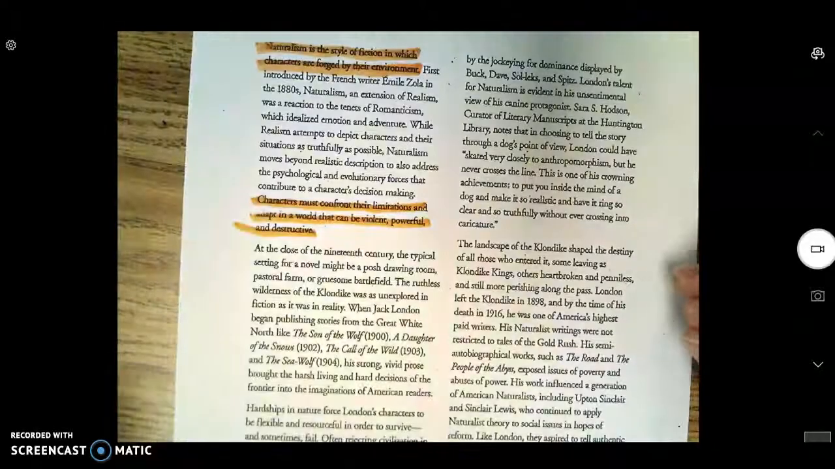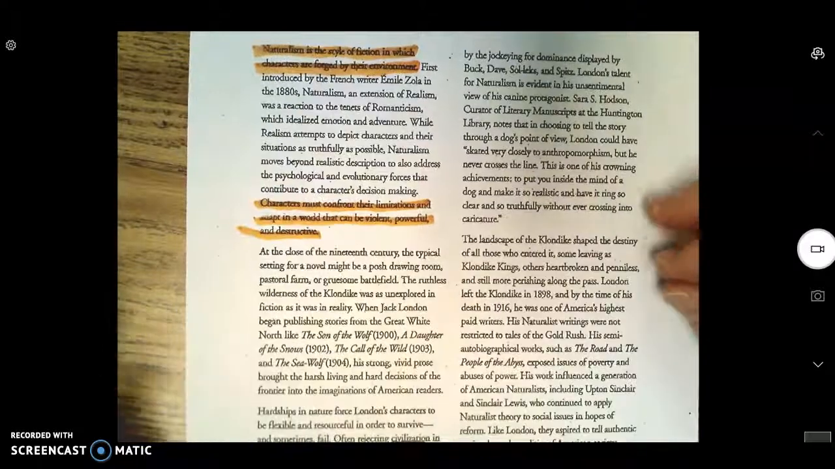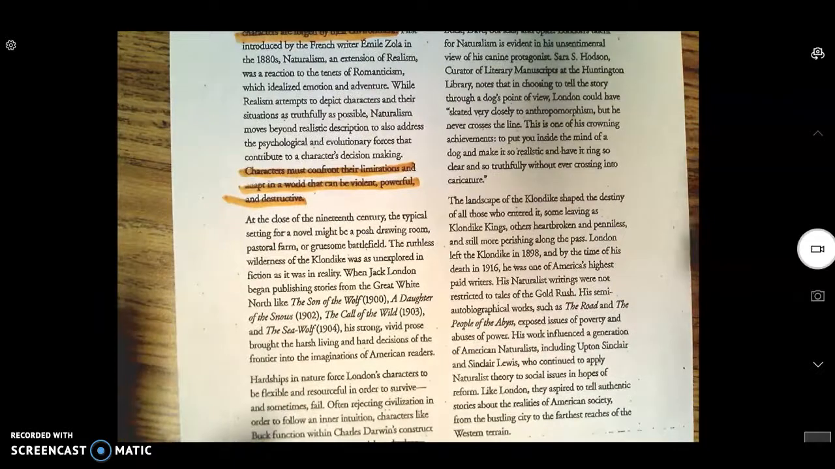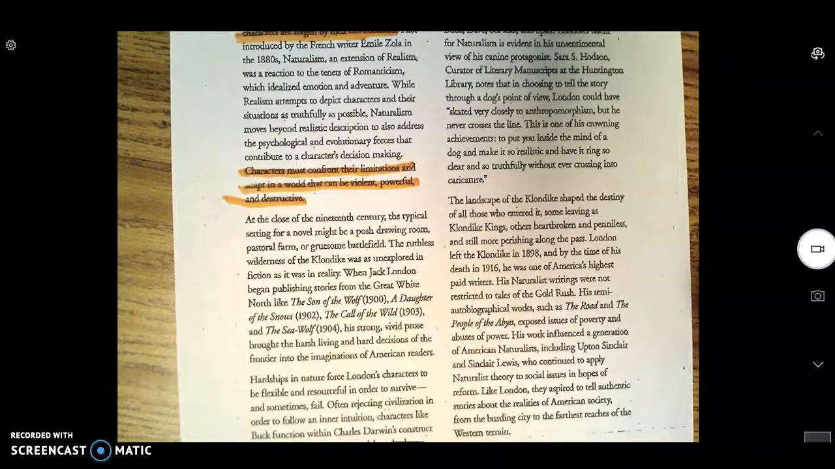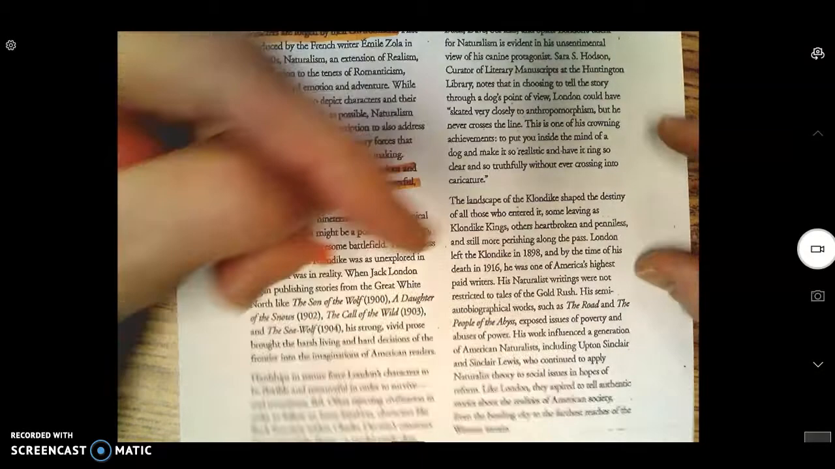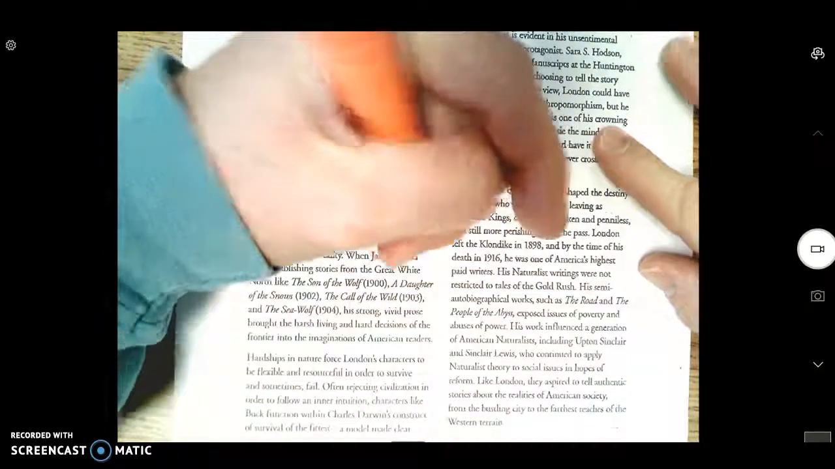I'm smearing a little because I just printed it off. At the close of the 19th century, the typical setting for a novel might be a posh drawing room, pastoral farm, or gruesome battlefield. The ruthless wilderness of the Klondike was as unexplored in fiction as it was in reality. That sounds important right there, okay?